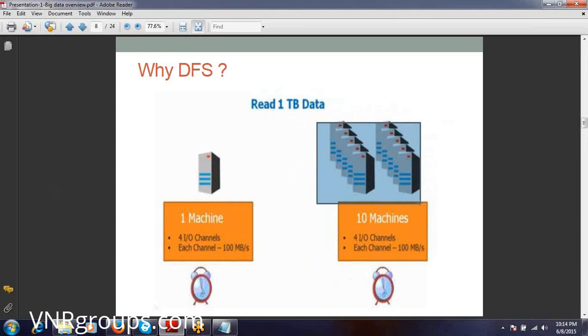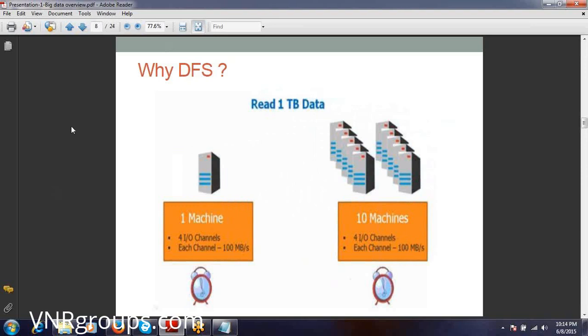In the same manner, in less time, we want to read a huge amount of data. That is not possible by using a single machine. So it is possible by using a distributed file system, the DFS concept.